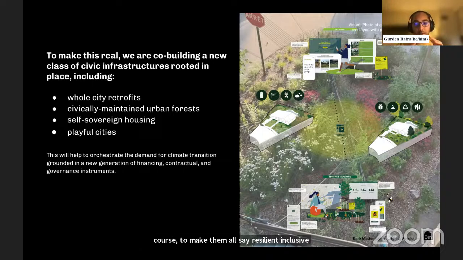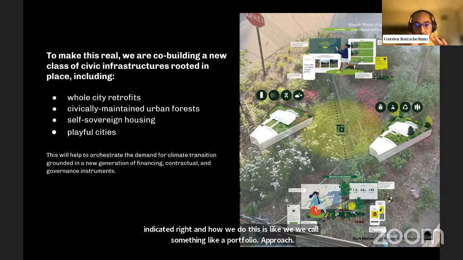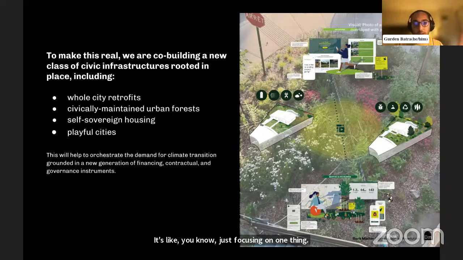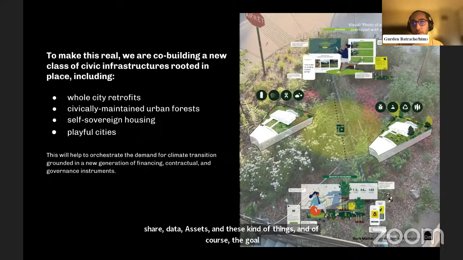How we do this is what we call a portfolio approach. We're not just focusing on one thing, but on a whole variety of different things, from retrofits to the urban forest, to housing, to cities, and also making sure these four things mentioned here talk to each other. How do we share data, assets, and these kinds of things? And of course, the goal is to replicate the portfolio in different cities.